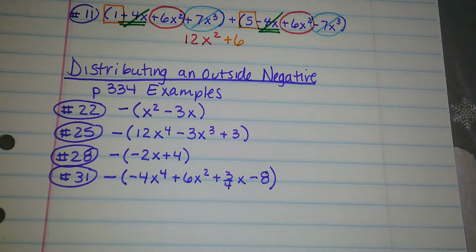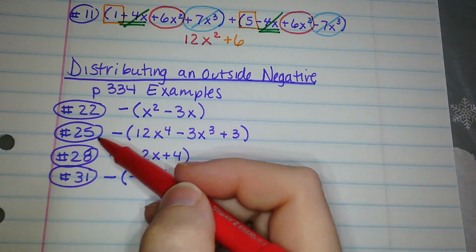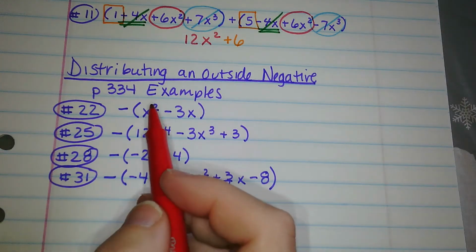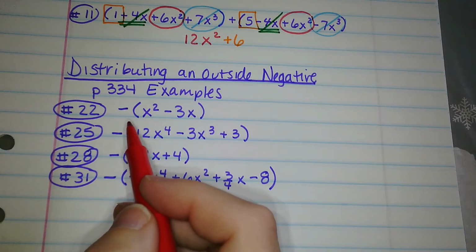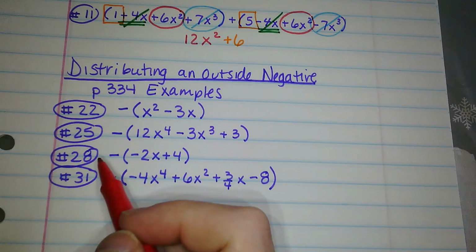Okay, we're on to our second concept for this week, and it's distributing outside negatives. And here are some examples from the textbook, and we're going to work on these four right here. If you notice in each one of these examples, the directions just say simplify, but there's a negative out in front of parentheses for every single one.